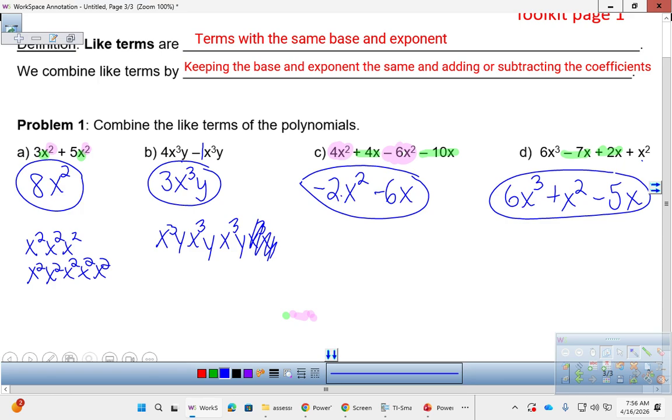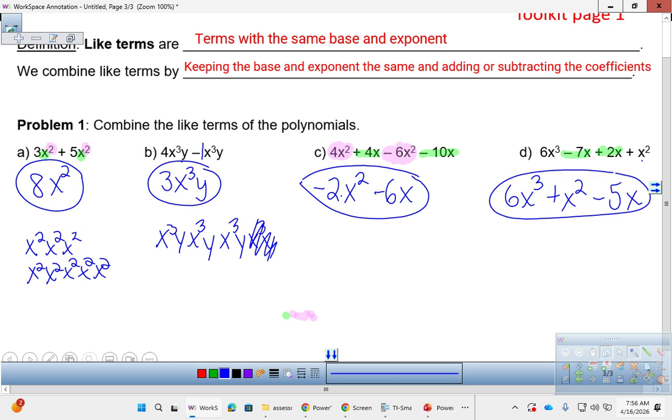You can totally write it in a different order, yes. What do we think? In order to combine like terms, the variable needs to match and the exponent needs to match perfectly. If it doesn't match perfectly, you can't do this. And if they match perfectly, then you're just adding and subtracting whatever numbers are in front of them.